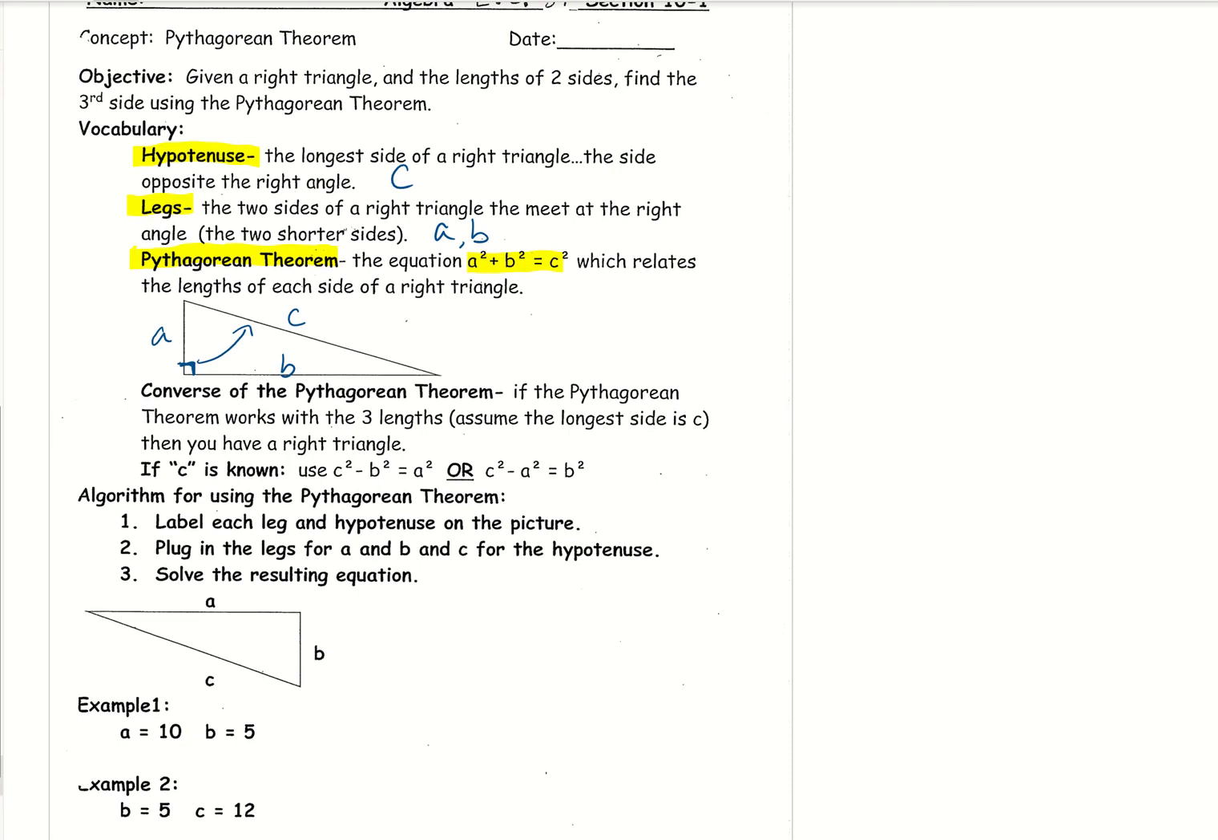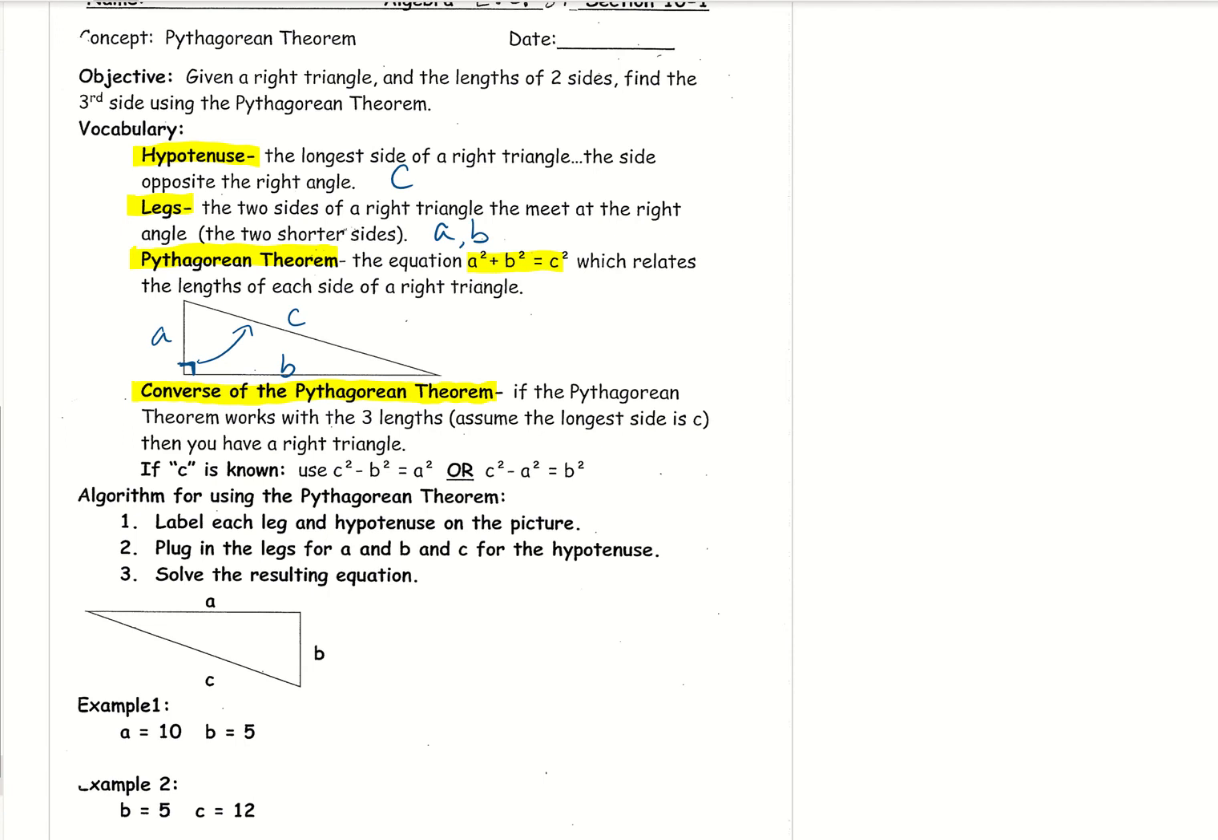The next thing is the converse of the Pythagorean theorem, and I know I'm going through this pretty quickly, so if you need to pause and take notes, feel free. But the converse is basically the same thing, just the other way around. It's saying that if you have three side lengths where a squared plus b squared equals c squared is true, then you have a right triangle.